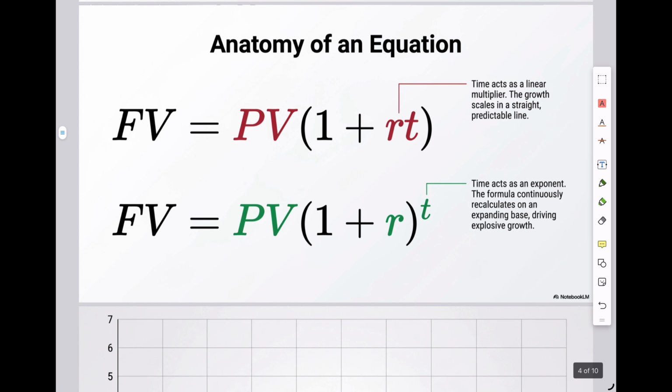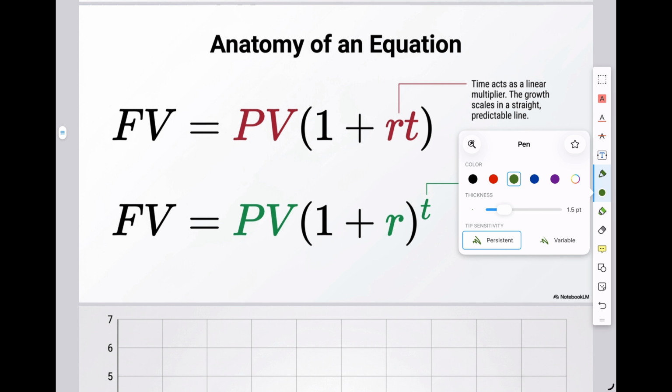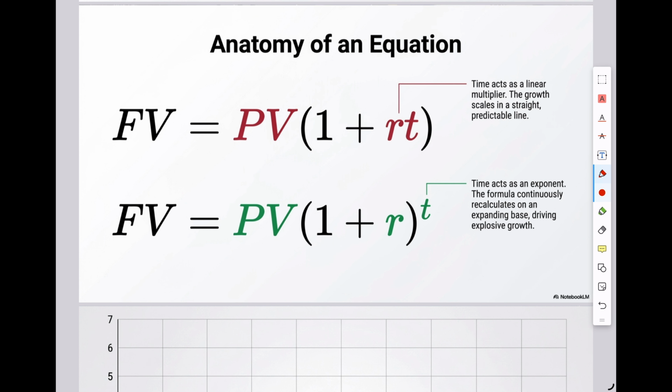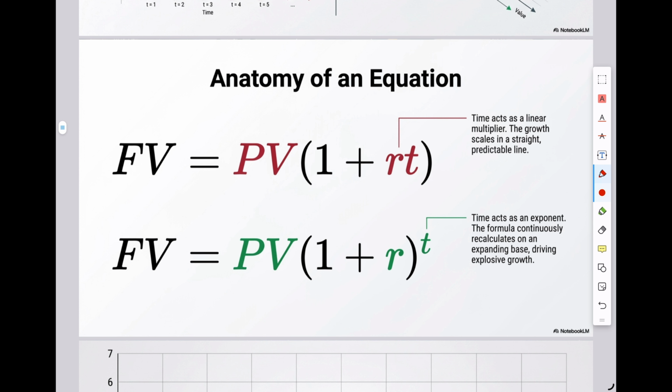So let's look at the anatomy of simple interest and compound interest. In simple interest, the future value equals PV times (1 plus rt). For those of us who have learned mathematics and know something about linear functions, we can see that this is of the form y equals mx plus c, right? Which is a linear line. On the other hand, for compound interest, future value equals present value times (1 plus r) to the power of t. This is exponential, right?